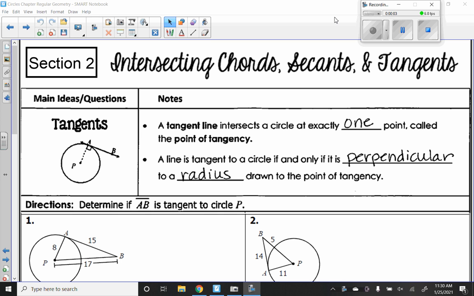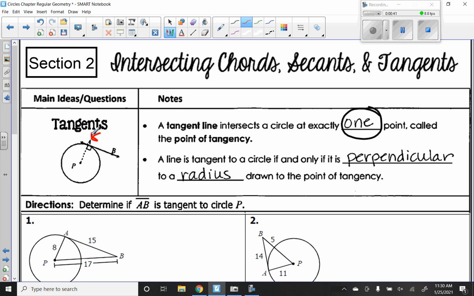All right, inside our circle packet of notes, we have tangents. So this will be our video on tangents, so find this page in your packet. A tangent line intersects a circle exactly one time, one point, called a point of tangency. So our point of tangency here would be letter A. That's where the tangent line and the circle intersect.